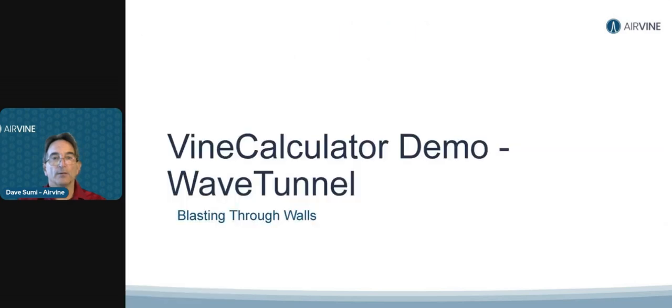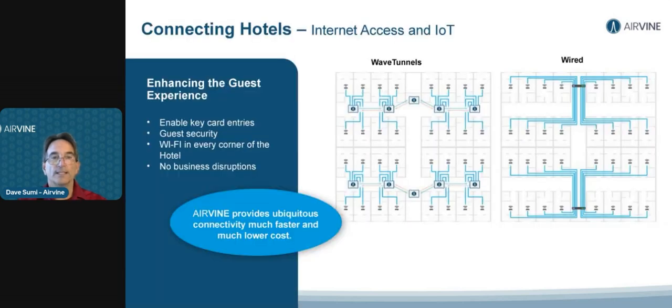All right, so the second thing that the WaveTunnel does that we'd like to talk about here is that it's also capable of going through walls, most interior walls. And this is something nobody in the world has been able to do. Take 60 gigahertz and make it work non-line of sight.